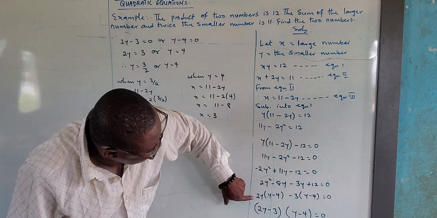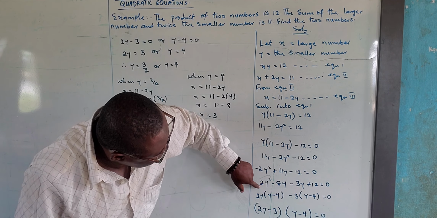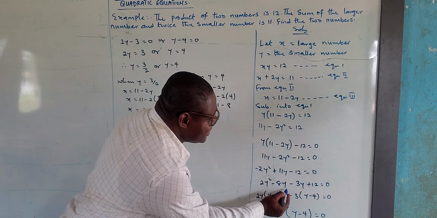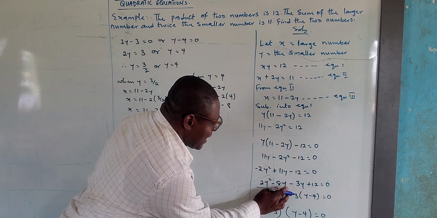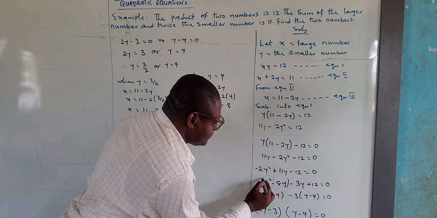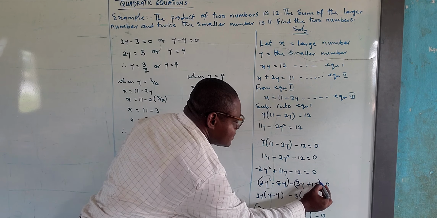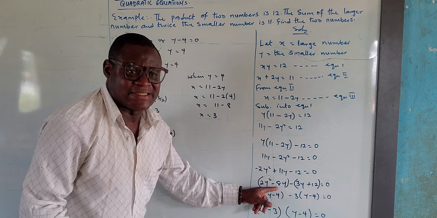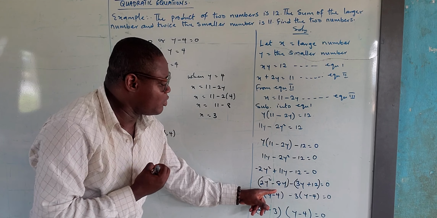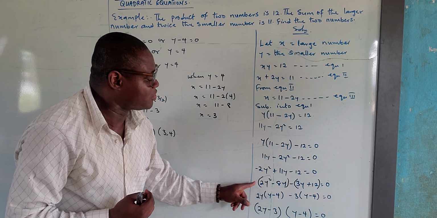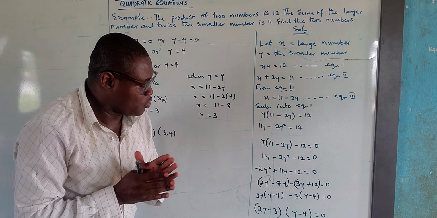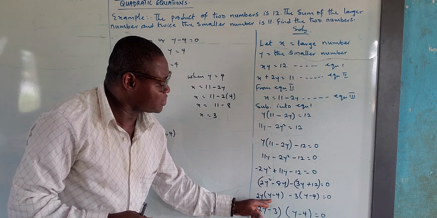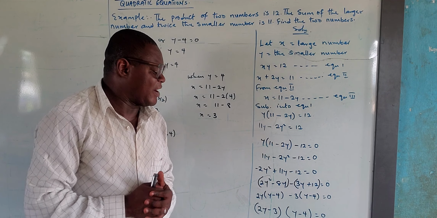If we bracket it, we have 2y. 2 is the common factor here. What are the common factors in these two? If we bracket it like this, what is the common factor in the first bracket? We have 2 and y. Then 2y into the bracket will remain y minus 4. We cover the bracket.